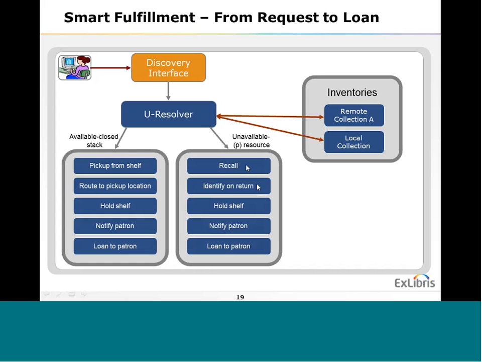So the item is recalled. The user maybe has a week to return it. They return it to the library. It gets checked in when it's been returned, and the system says it's on hold to the next patron. So it's routed to the hold shelf at the pickup location. We place it on the hold shelf and notify the patron that it's available for pickup, and then we loan it to the patron when they come in to borrow the item or to check it out. So notice that these last 3 steps are the same.